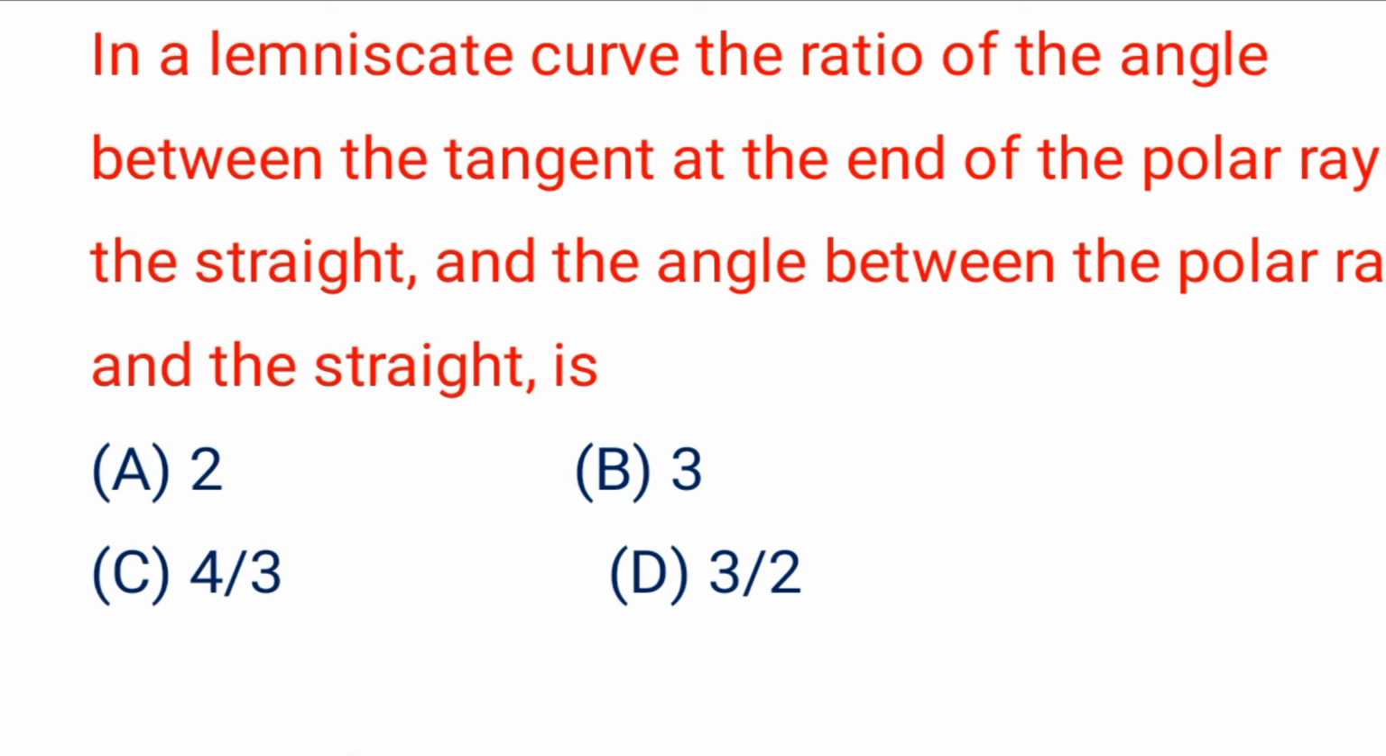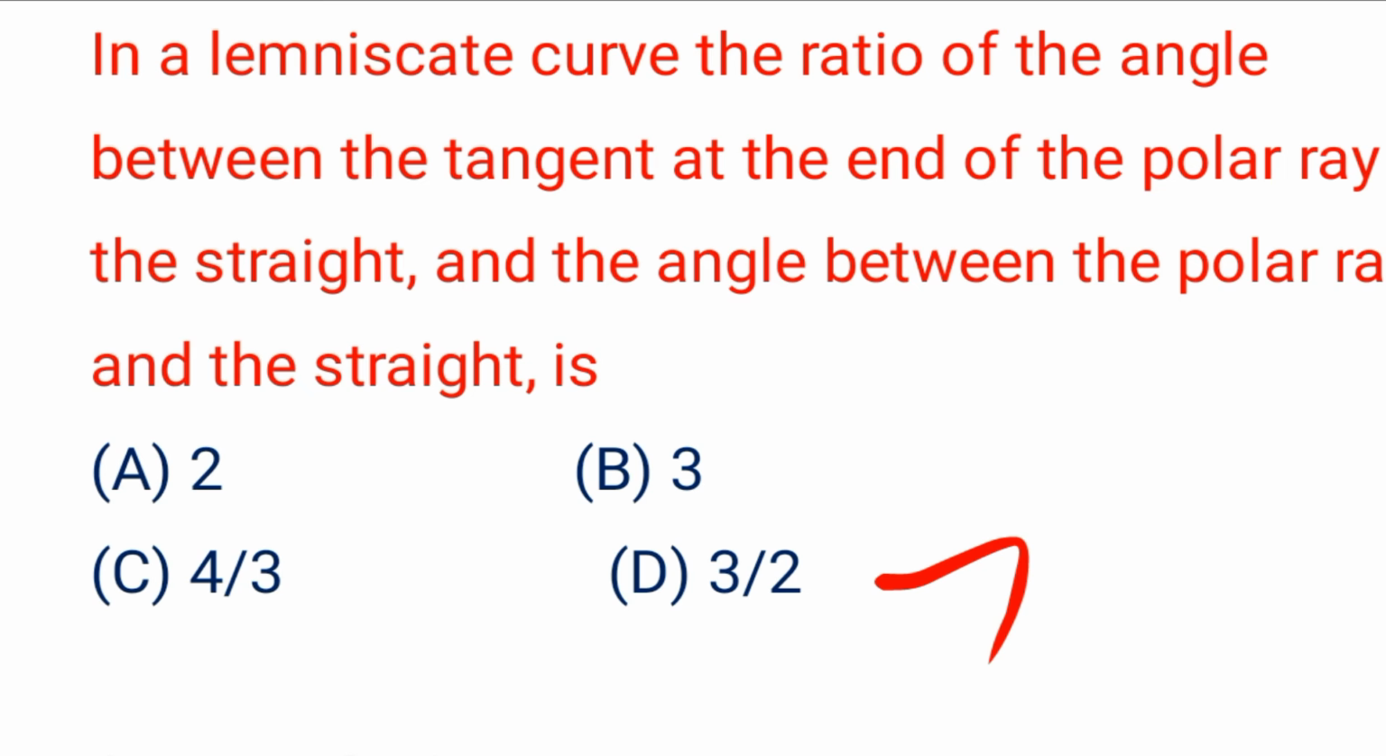Next question, in a lemniscate curve, the ratio of the angle between the tangent at the end of the polar ray and the straight and the angle between the polar ray and the straight is option A 2, option B 3, option C 4 by 3, option D 3 by 2. The correct answer is option D 3 by 2.